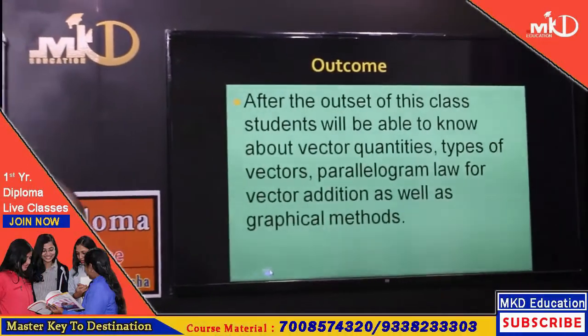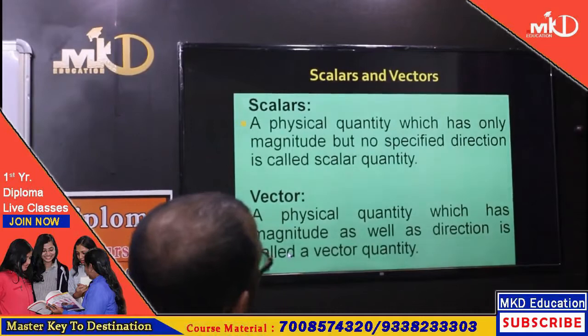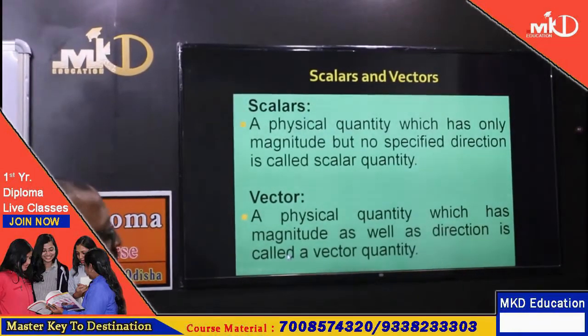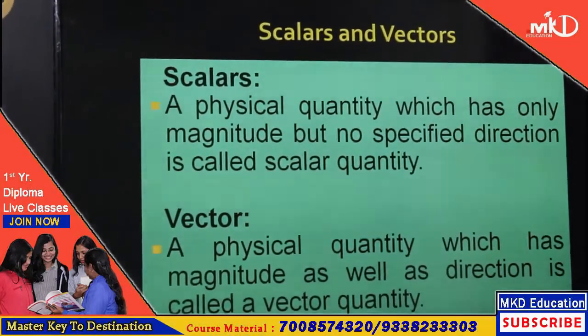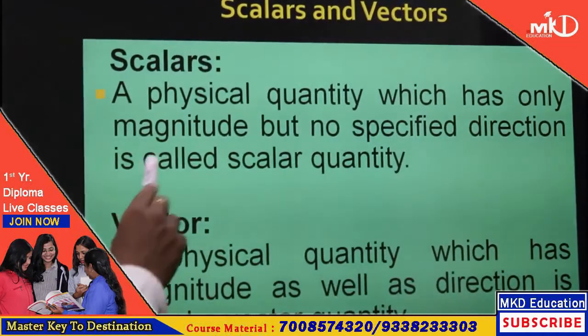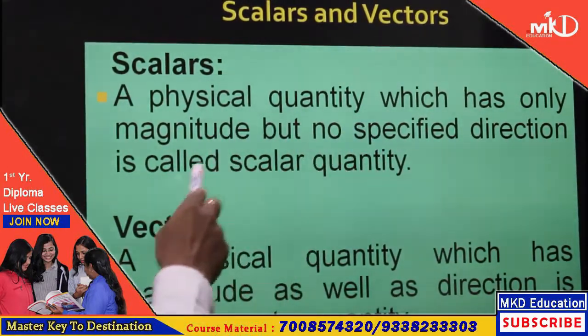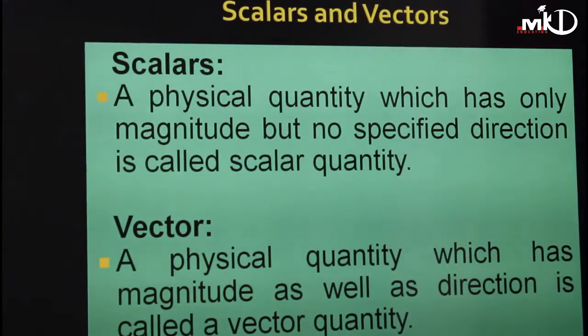Parallelogram law of vector addition. First we are going to define what is vector quantity, what is scalar quantity. Scalar quantity is a physical quantity which does not possess direction, only magnitude. So here it is stated: a physical quantity which has only magnitude but no specific direction is a scalar quantity.